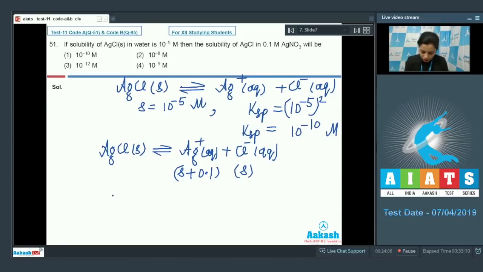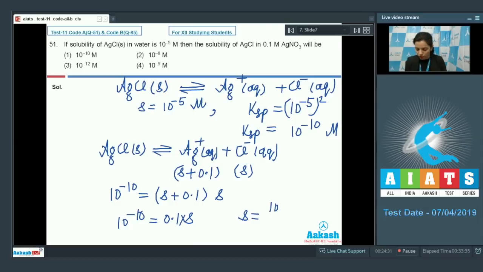Now, what would be Ksp? Ksp is 10 raised to the power minus 10 that we have already calculated, equals (S plus 0.1) into S. We know that solubility of silver ion is very less in AgCl as compared to AgNO3. That's why S plus 0.1 can be considered as 0.1. Here is S and that is 10 raised to the power minus 10. In this way, the value of S is equal to 10 raised to the power minus 10 divided by 0.1. This can be written as 10 raised to the power minus 9 molar. And where this value is given? This value is correctly given here in option 4. So just choose option 4 as your correct answer.